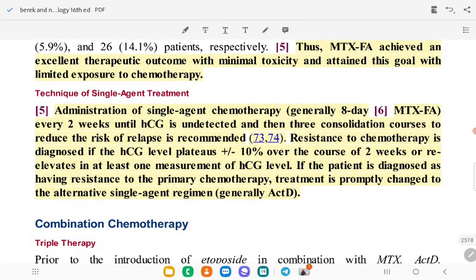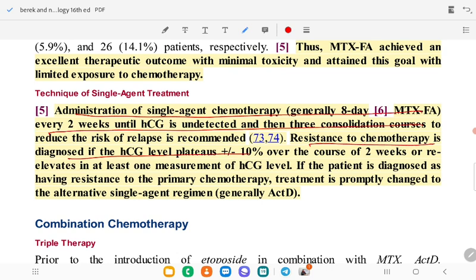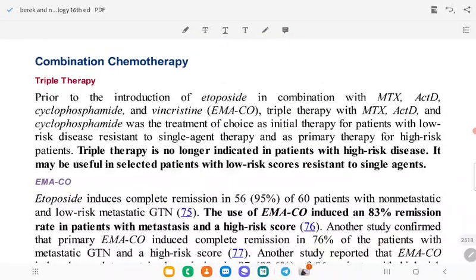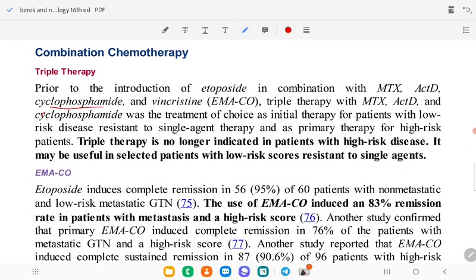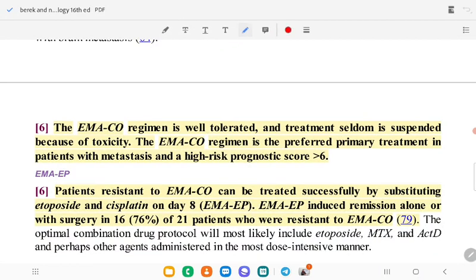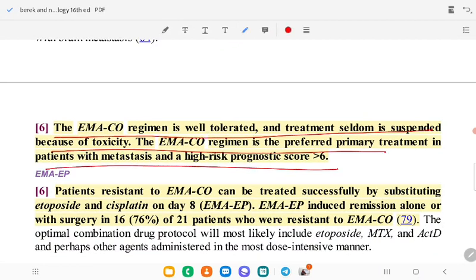Single agent therapy has consequences that include the risk of relapse and resistance to chemotherapy, with about 10% failure rates. Combination triple therapy is the EMA-CO regimen. EMA-CO is well tolerated with little toxicity. In a patient resistant to EMA-CO, substitute etoposide and cisplatin, the EMA-EP regimen, which may induce remission alone or with surgery.